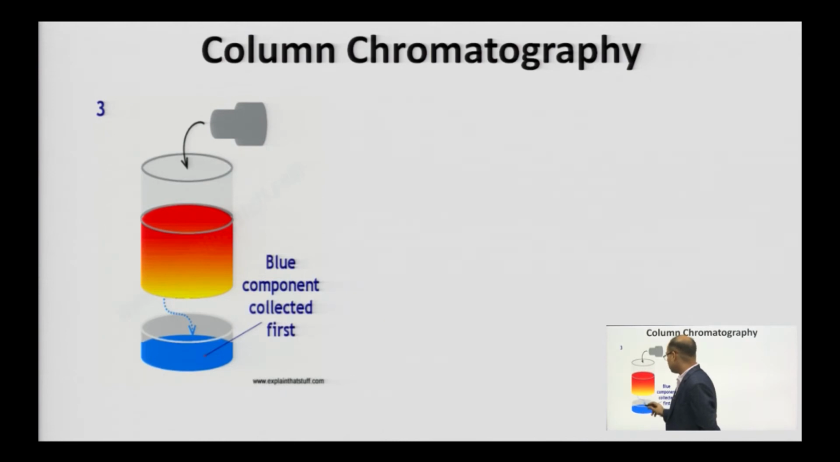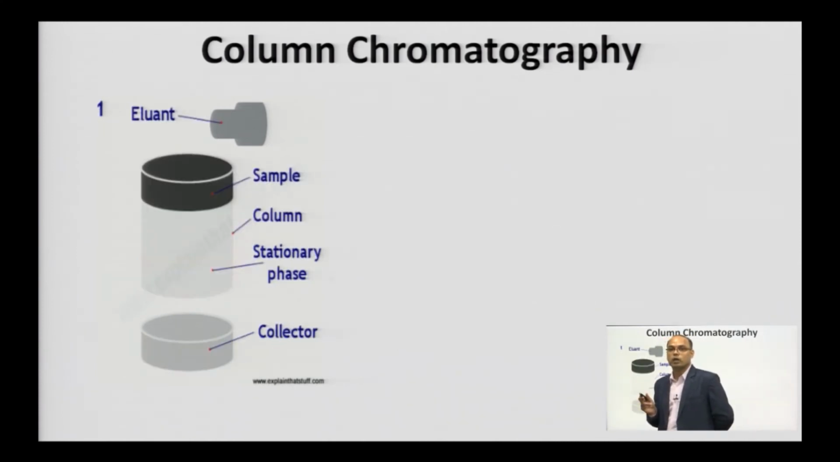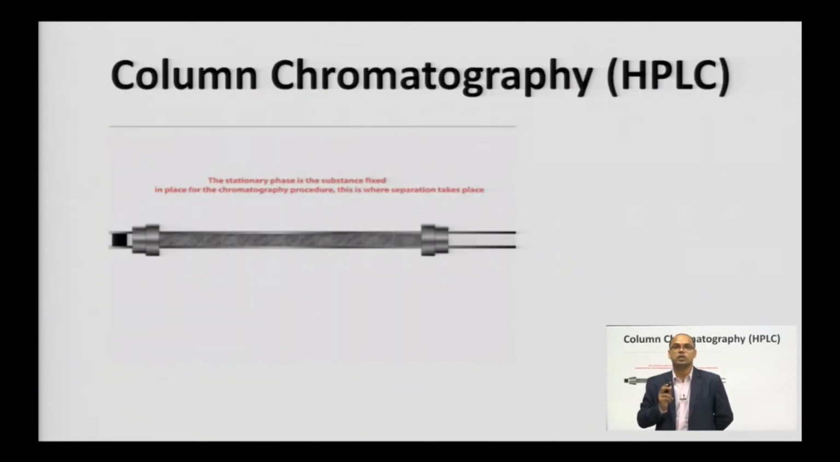The blue component is collected first because it has the least affinity for the column. The yellow component is collected next because it has a medium affinity to the column, and lastly you get the red compound, which has the most affinity for the stationary phase. So this is column chromatography.